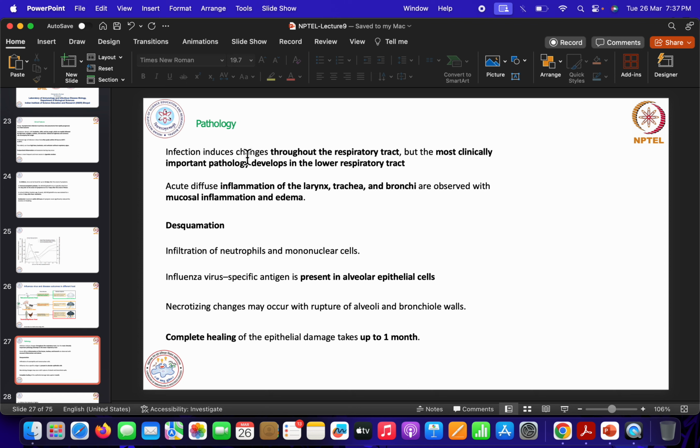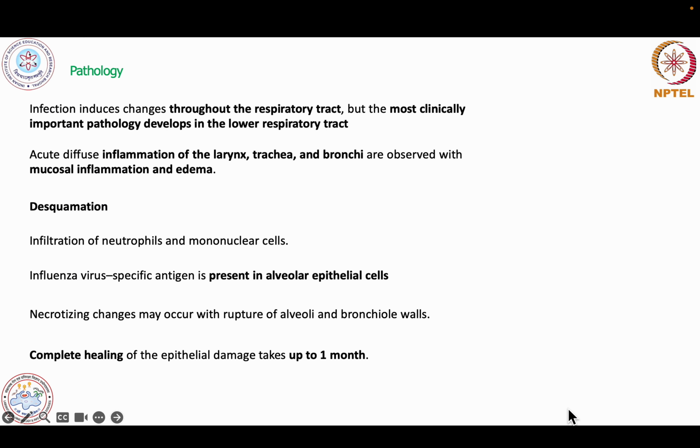Infection induces changes throughout the respiratory tract, but the most clinically important pathology develops in the lower respiratory tract. Acute diffuse inflammation of the larynx, trachea and bronchi is observed with mucosal inflammation.